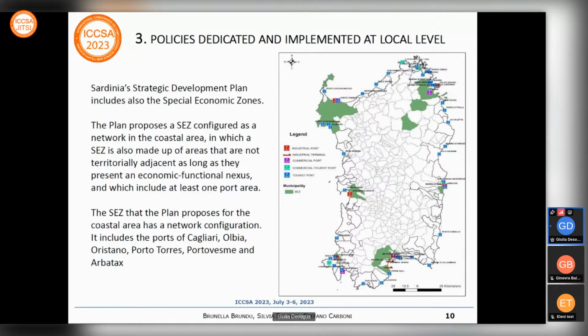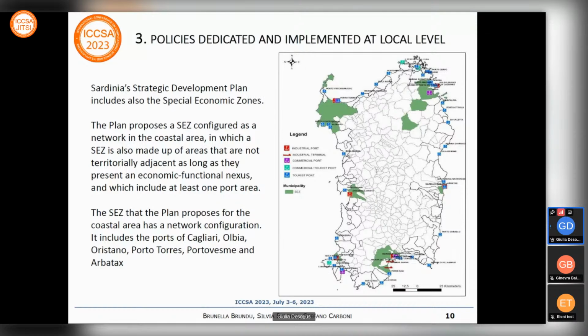The plan proposes a SEZ configured as a network in the coastal area, conceived according to the national dictates, in which a SEZ is also made up of areas that are not territorially adjacent, as long as they present an economic functional nexus, and include at least one port area. These areas are also represented by the ports that present a strategic relevance to the activities of the territorial specialization that are intended to demonstrate a functional economic link with the port area.